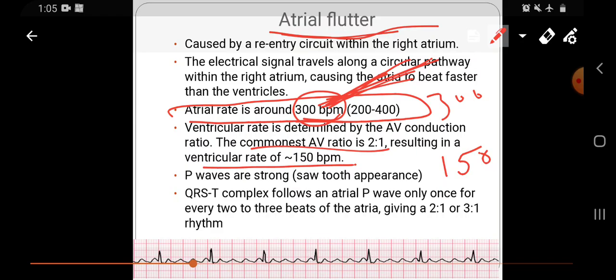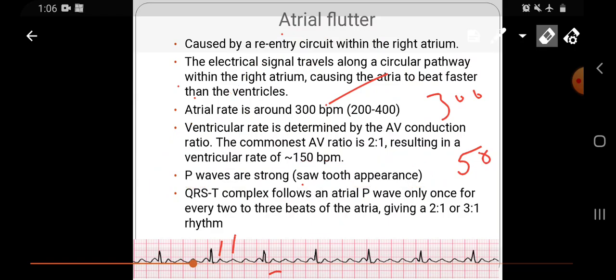What we will see on the ECG is very strong P waves, which we call a sawtooth appearance, like the teeth of a saw. Here they are, these are P waves. Okay, they are very strong P waves. Now if we want to calculate the atrial rate, we must calculate it from the P waves, not from the QRS complex. We take one P wave and the next P wave, and measure the distance between two P waves. For example, here the distance between them is 1 large square, so the atrial rate is 300 divided by 1 large square, which equals 300. So the atrial rate is 300 in this example.